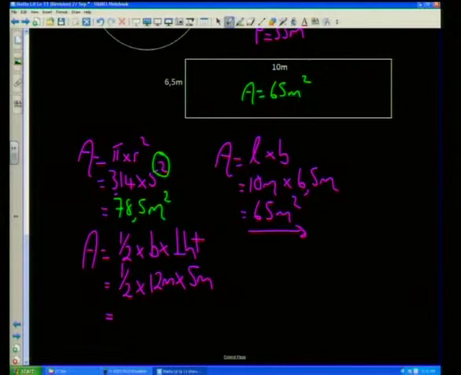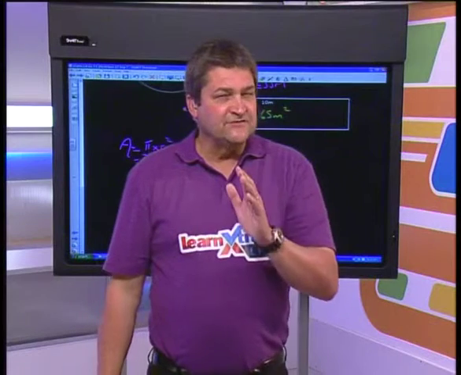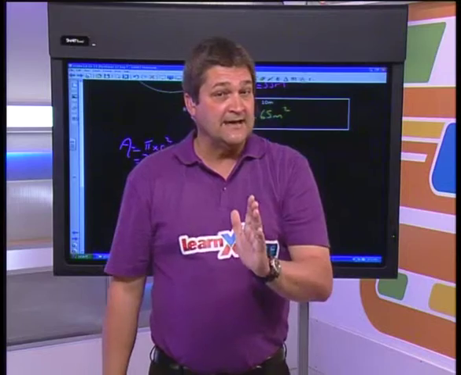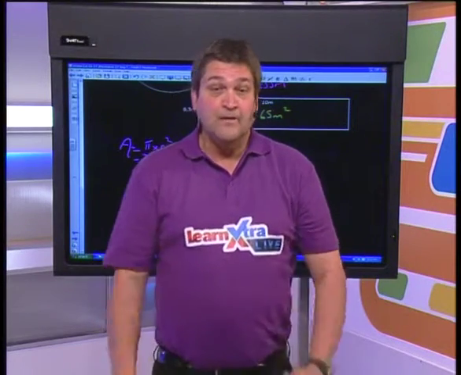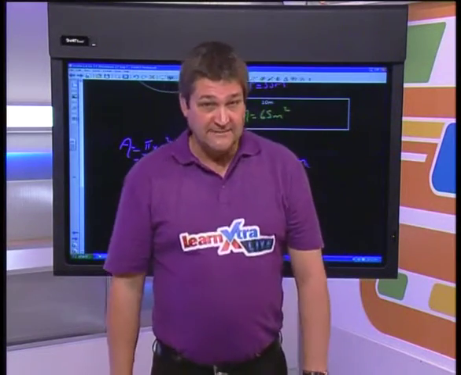Grade 11s. What's the difference between perpendicular height and a slant height? Okay. A perpendicular height means this.